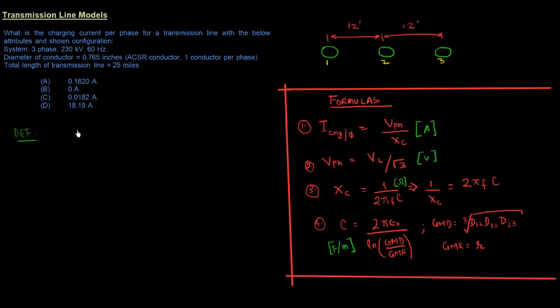charging current is. So charging current is the current in the transmission line due to its capacitance. So it's the current in the transmission line due to the capacitance of the line.